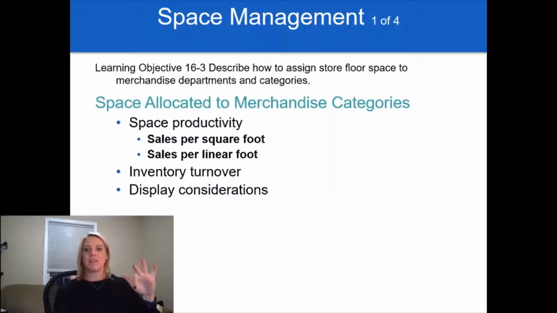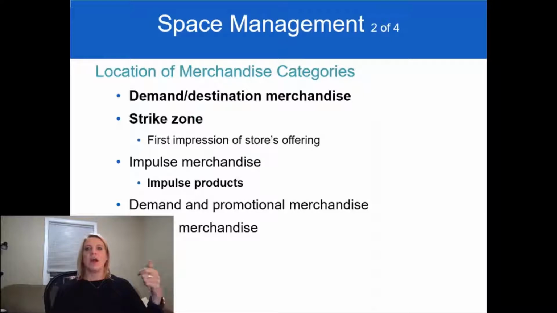We talked about space that's allocated to merchandise. So now we're going to get into the location of different merchandise categories. This also plays a role in how customers navigate the store by strategically placing impulse and demand or destination merchandise throughout the store. Retailers can increase the chances that customers will shop the entire store and that their attention will be focused on the merchandise that the retailer is most interested in selling.